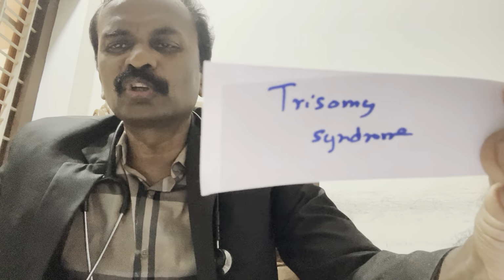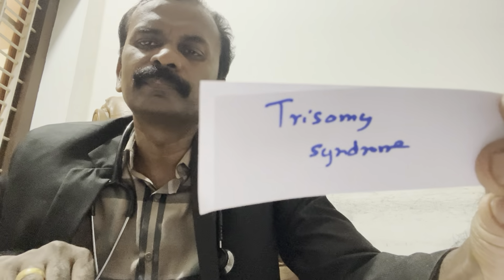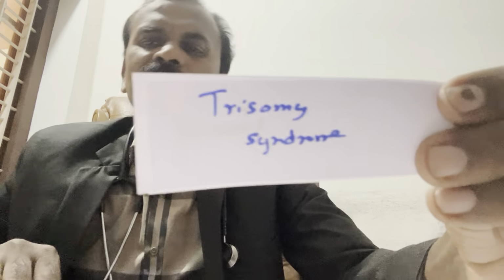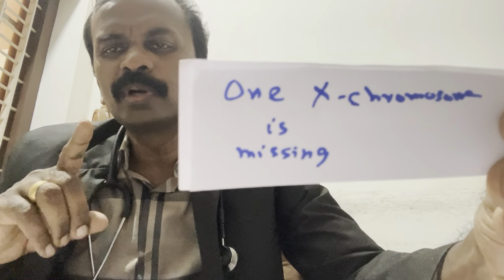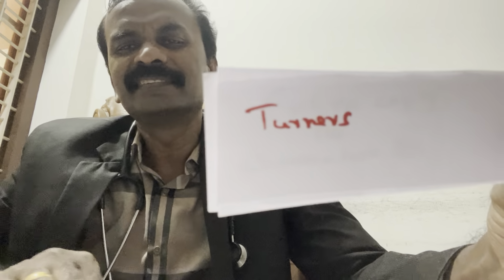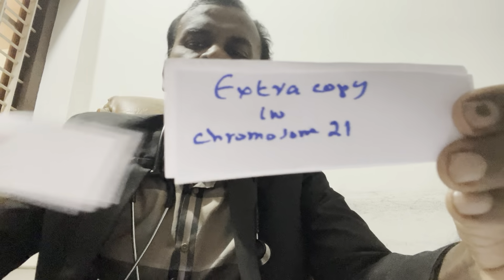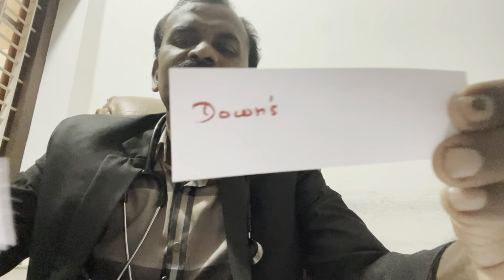So trisomy syndrome is also called Down syndrome. See, now I made it very clear. One X chromosome is missing. Answer, Turner's. Extra copy of chromosome 21. D-O-W-N-S. I made it very clear.